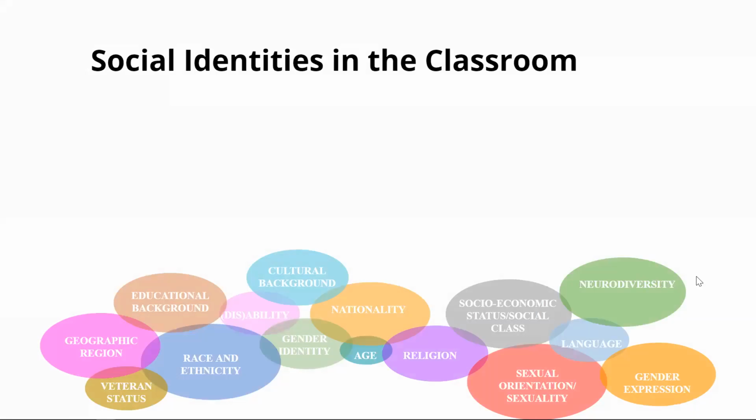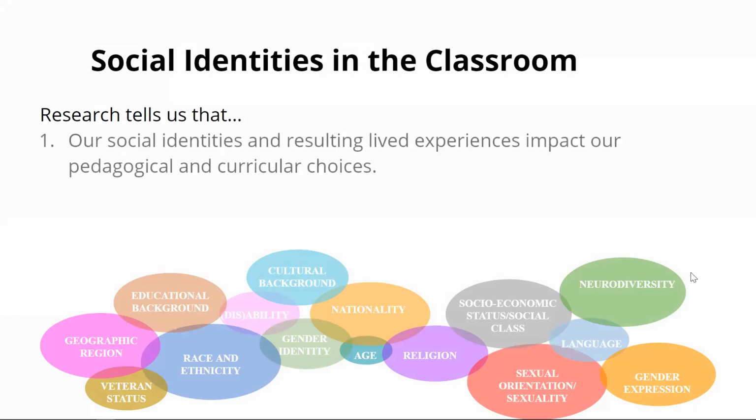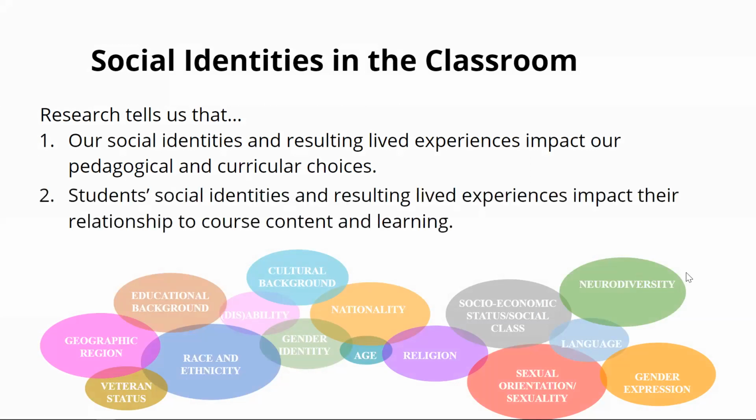When we think about social identities in the classroom and the variety of identities that we show up with, research tells us that our social identities and the resulting lived experience from those identities impact our pedagogical and curricular choices. Research also tells us that students' social identities and lived experiences impact their relationship to course content and learning. So what do we mean by that? What are these different identities that we're talking about?